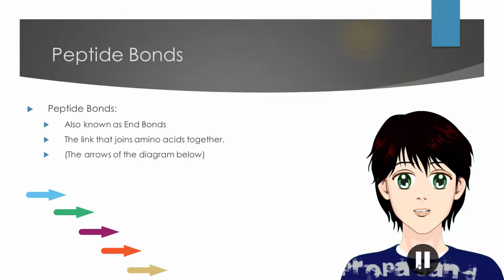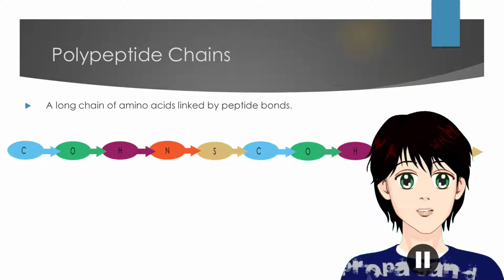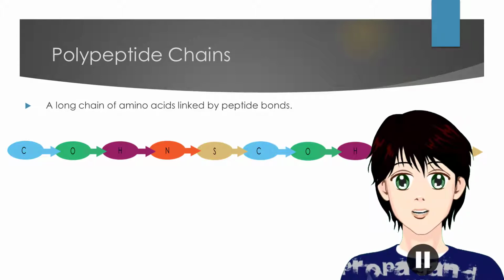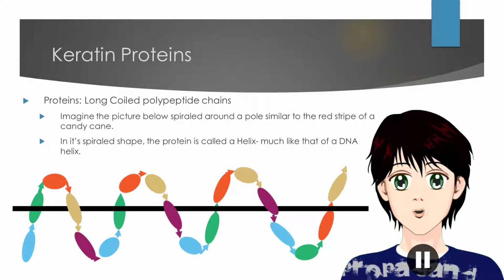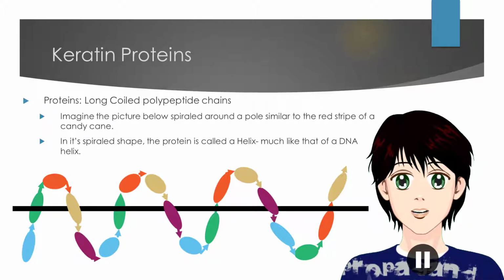The amino acids are linked together end-to-end by peptide or end bonds. When amino acids and peptide bonds are linked together, like pop beads, they create a polypeptide chain. A keratin protein is formed when polypeptide chains coil into a spiral shape called a helix.